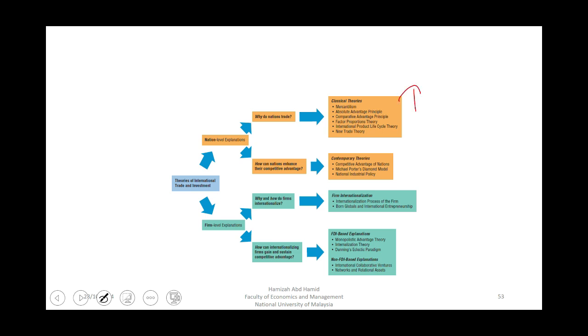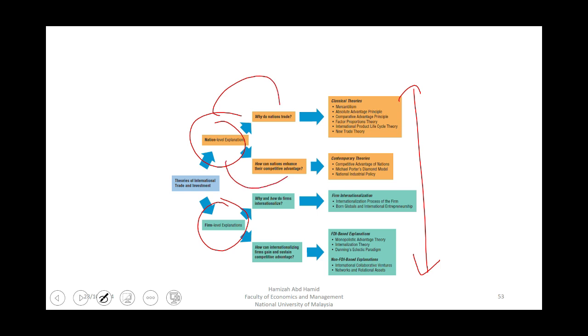So a lot of theories today: firm level, nation level, understanding why nations trade, understanding how nations can enhance competitive advantage, understanding why firms internationalize, understanding how they can sustain competitive advantage after they have internationalized. A lot of theories, yes, but there are multiple examples that you can relate to with these theories. To understand this topic even better, try to imagine any country or any firm and relate them with the theories here.